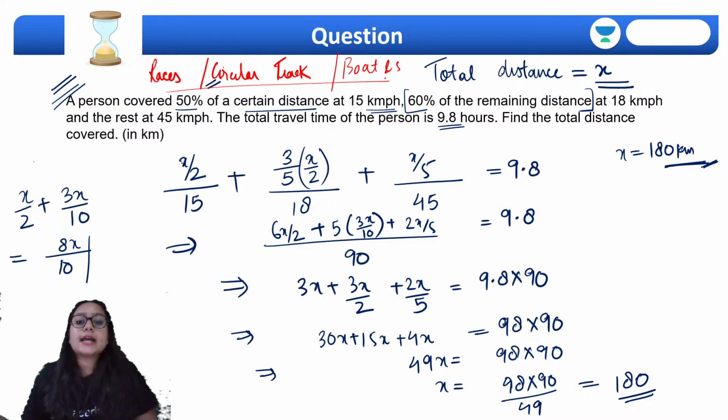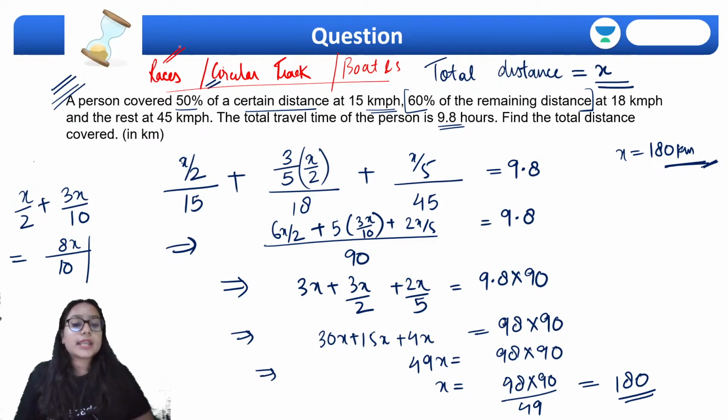So in the next class at 4 p.m. So today is Friday, right? So the next class will be on Monday at 4 p.m. At 4 p.m. I am going to discuss about races and circular tracks questions. So guys, please do attend that class at 4 p.m. Okay?